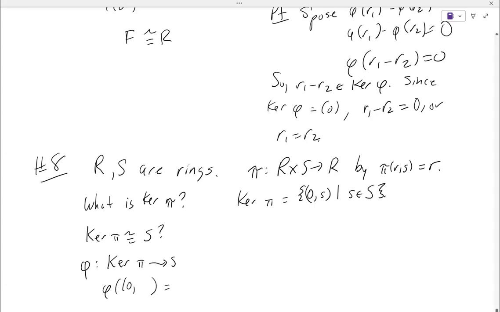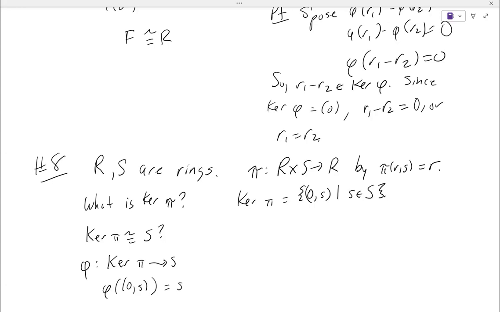Take (0, s) to s, right? We agree? I don't think it's too bad to show that's going to be 1 to 1. Well, certainly not going to be too hard to show that it's onto, right? If s is an element of S, use (0, s) to map to it. So showing that it's surjective is pretty straightforward. The kernel, the things that get mapped to 0, are (0, 0). So the kernel is just going to be (0, 0). So then you'll get they're isomorphic to each other.